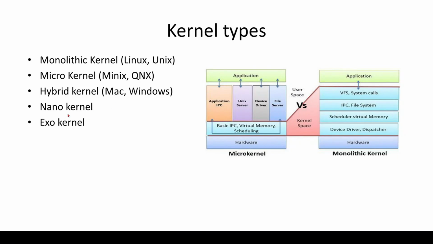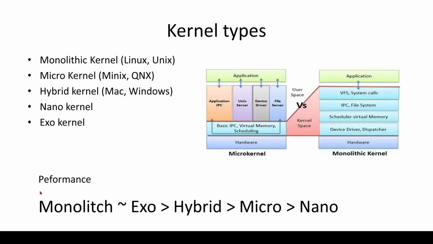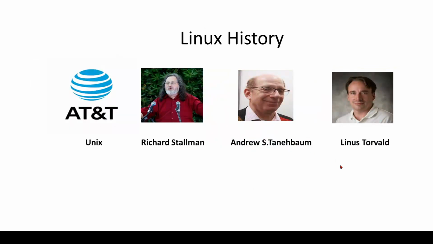The nano kernel has even less hardware abstraction layer compared to a microkernel. In an exokernel, applications directly access the hardware. Coming to performance, the monolithic kernel has equivalent performance to the exokernel. The hybrid kernel is a little lesser than the monolithic, the microkernel performs even lesser than hybrid, and nano is even lesser than micro. So that's why the monolithic kernel is preferred, which is nothing but the Linux kernel.